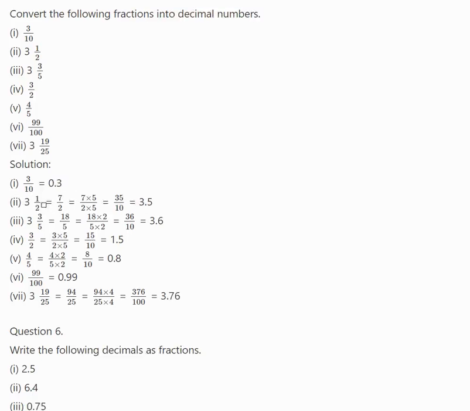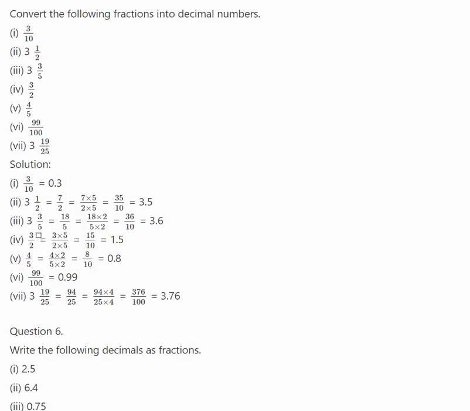3 2s are 6, 6 plus 1, 7, 7 by 2. So in the denominator we need a number with 0. So convert this 2 to 10. For that we have to multiply both numerator and denominator by the fifth table. We learned equivalent fractions, right? In the same way we have to do. So 7 5s are 35 divided by 2 5s are 10. So 35 by 10 is equal to 3.5.